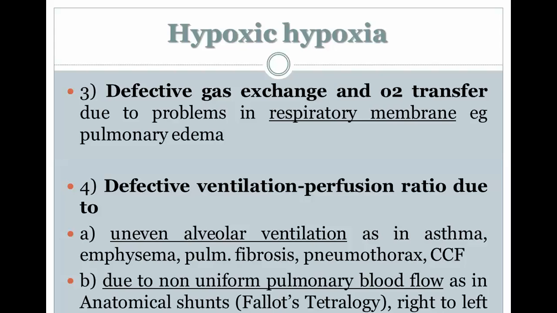What's the difference in hypoxia? If there is a response to oxygen, with hyperbaric oxygen or oxygen at high concentration, it's correctable, as in pneumonia or any problem in the membrane. It's not correctable with oxygen, it is a shunt. A shunt may be due to a cardiac shunt or maybe due to a pulmonary shunt, which is uneven alveolar ventilation, as in asthma or emphysema or pulmonary fibrosis. When it occurs, what will occur in uneven alveolar ventilation?